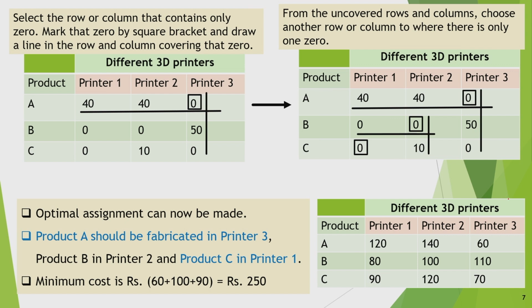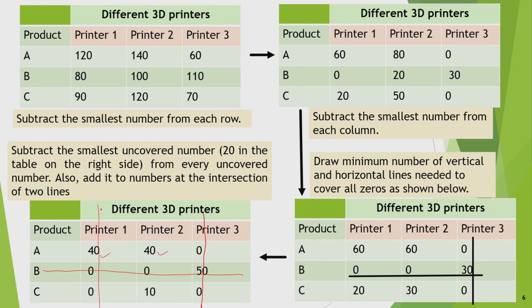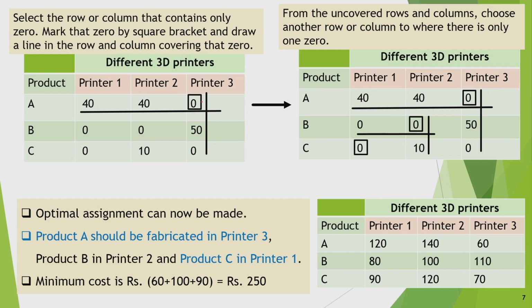So suppose this one is basically the final matrix. This was the final matrix that I have reproduced here. Now see, row 1 is containing only 1 zero. So make it a square. Okay. So that means A can be assigned to printer 3 nicely. And then what you have to do, this is done, and since it is already assigned, A row will go, printer 3 will go. You can't do anything to printer 3, you can't do anything to product A.